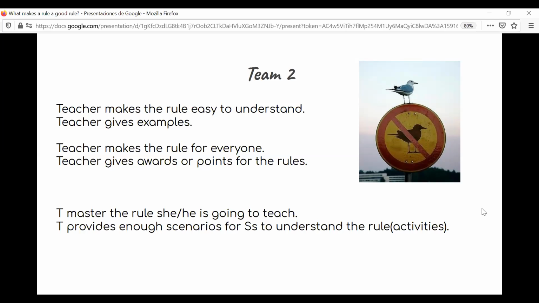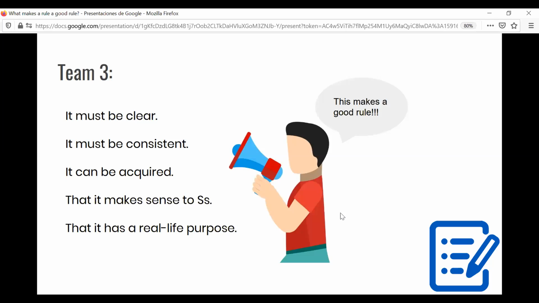Very good. Excellent. Something else that you would like to add in this slide, or that's it? For me, that's it. Very good. Excellent. Interesting ideas about these two teams, team number 1 and team number 2. Let's check team number 3.